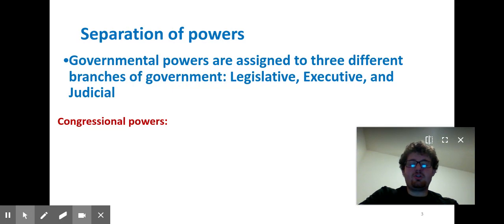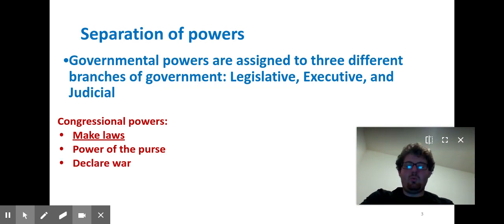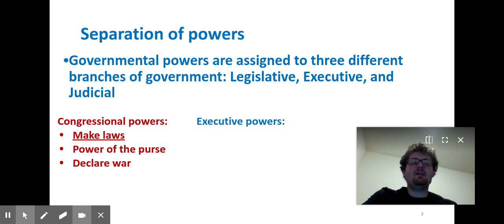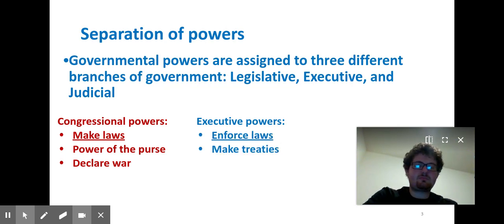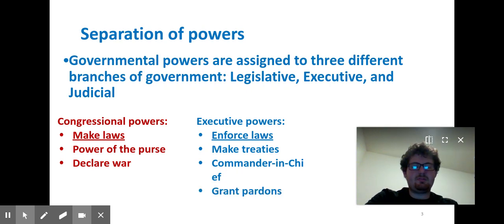All right. So, congressional powers. Congress can make laws. It has what's called the power of the purse. It controls the budget. And it can declare war. The executive office, or the president, enforces the laws, the ones made by Congress. It can make treaties. And this is an important one that we'll come back to later. So, the president can talk to other foreign leaders and make a treaty, but it doesn't go into effect until Congress ratifies it. And he is the commander in chief.